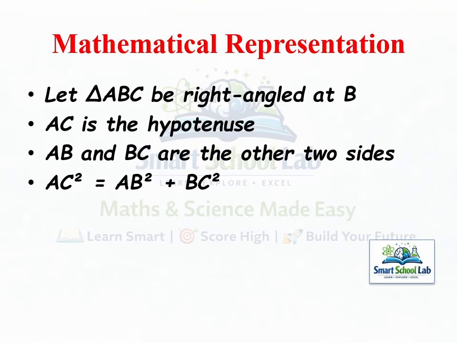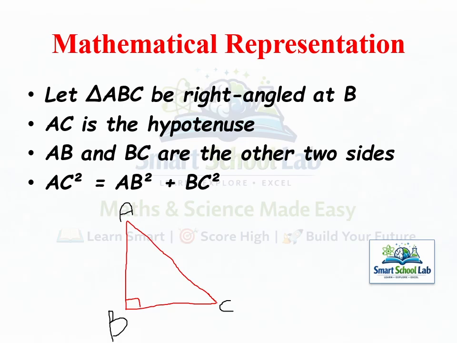Now let us see the mathematical representation of the Pythagoras theorem. Let triangle ABC be a right angle triangle. Let us draw it. You can observe here; ignore the diagram, just observe the explanation. Here we call it a right angle triangle. Now let us mark this point as A, this point as B, and this point as C.